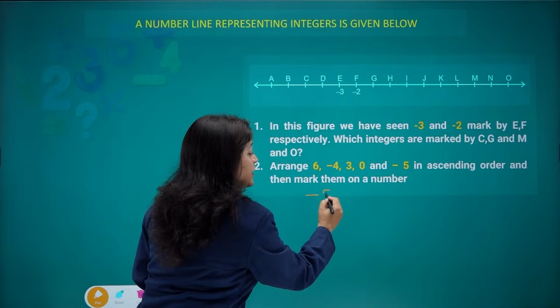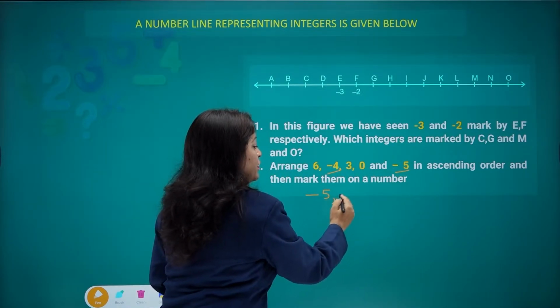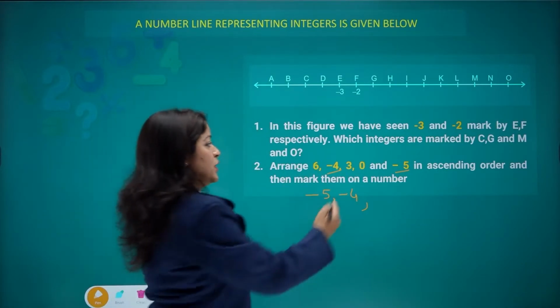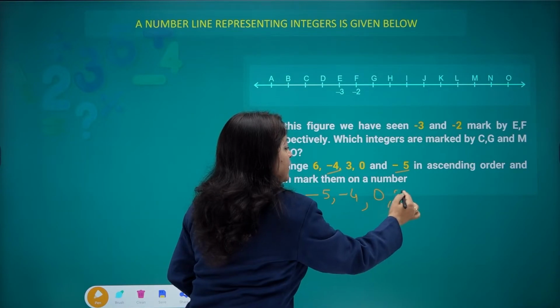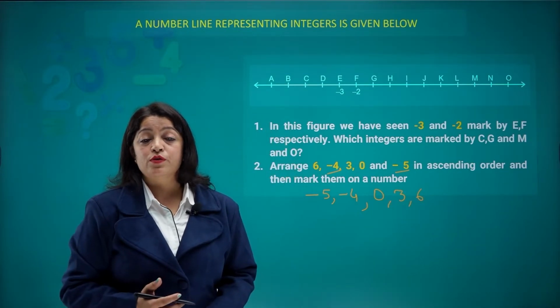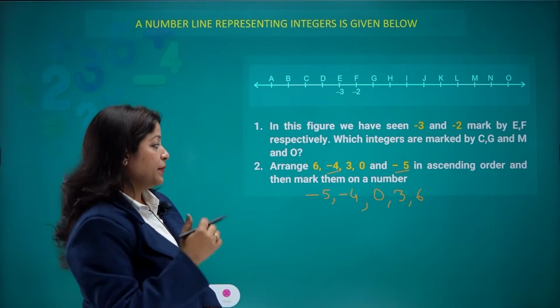First of all, I'll write negative 5, then I'll include negative 4, then I have all the numbers which are positive and a 0. So, I'll write here a 0, then I'll write 3 and then I'll write 6 here. So, these are the numbers which are arranged in ascending order. Now, let us arrange them on the number line as well.